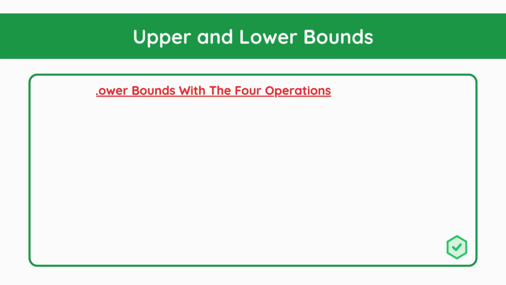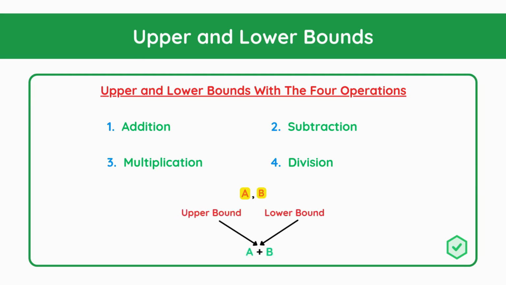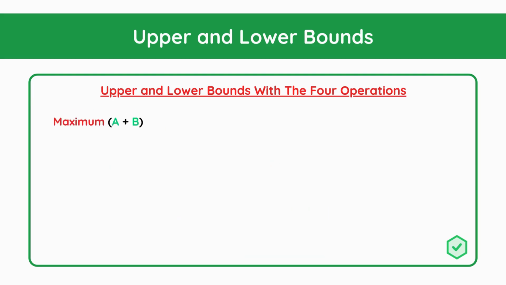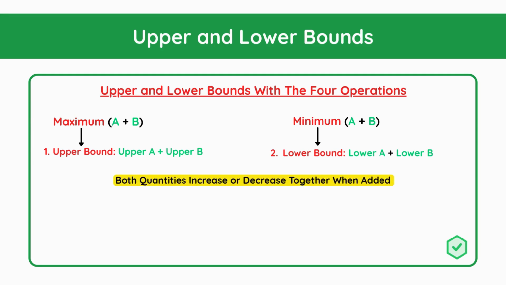We will discuss upper and lower bounds with the 4 mathematical operations: addition, subtraction, multiplication, and division. Suppose you are given a number a and a number b, and you are asked to find the upper and lower bound of a plus b. To find the maximum value of a plus b, which is the upper bound, we take the upper bound of a and the upper bound of b. To find the minimum value of a plus b, which is the lower bound, we take the lower bound of a and the lower bound of b. This is because both quantities increase or decrease together when added.